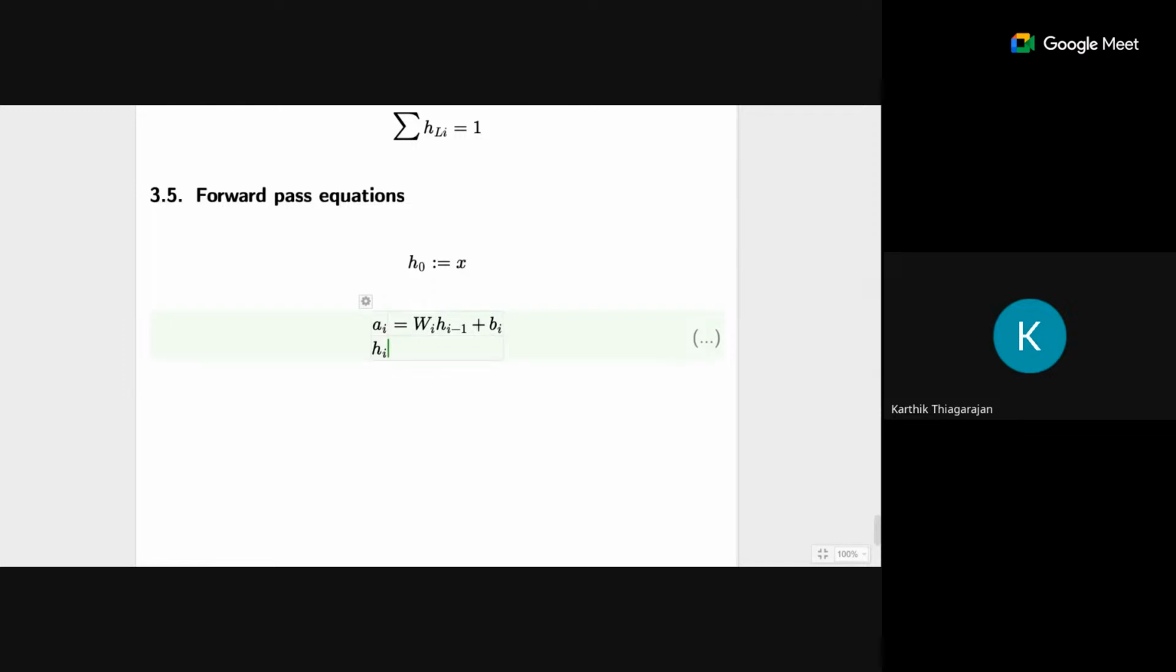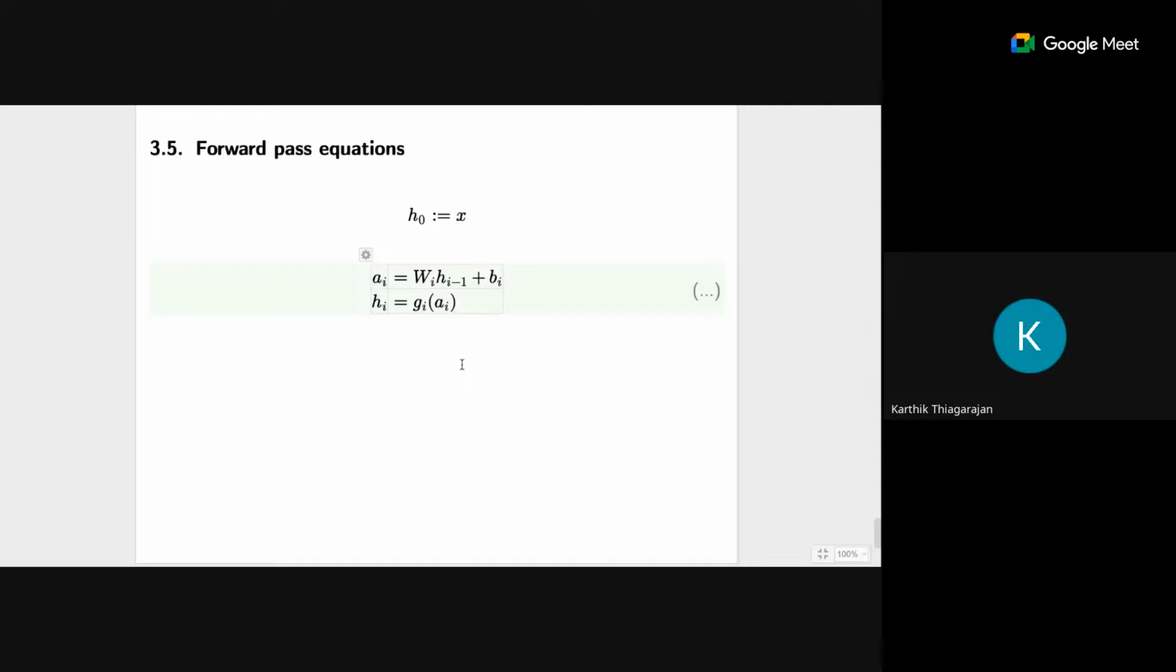And then the activation, that is nothing but G. I'm going to call this G_i, because G is the same for all hidden layers, but the output layer alone is different. So I just call it G_i of a_i. This G is one of those three functions: sigmoid, tanh or ReLU. Yes, one of them. Now, for how many iterations will this loop go? It will be 1 to L. Is that correct?